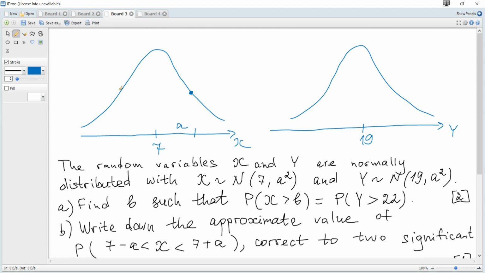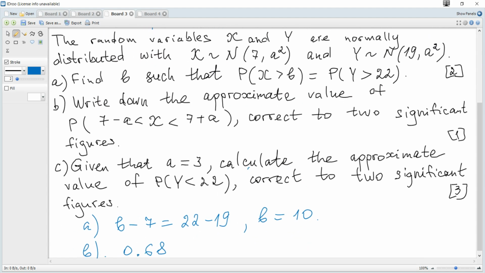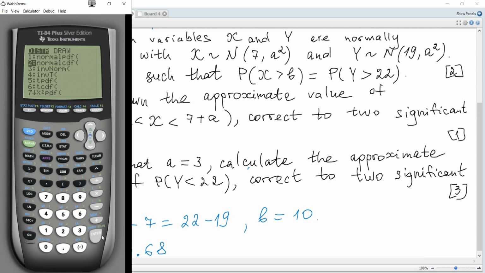It's one standard deviation from the mean, and 2 standard deviations from the mean, it's from 5 to 9, and you can see that the probability or area is 95% or 0.95, and 3 standard deviations from the mean, it's from 4 to 10, and you can see that it's 99.7%.